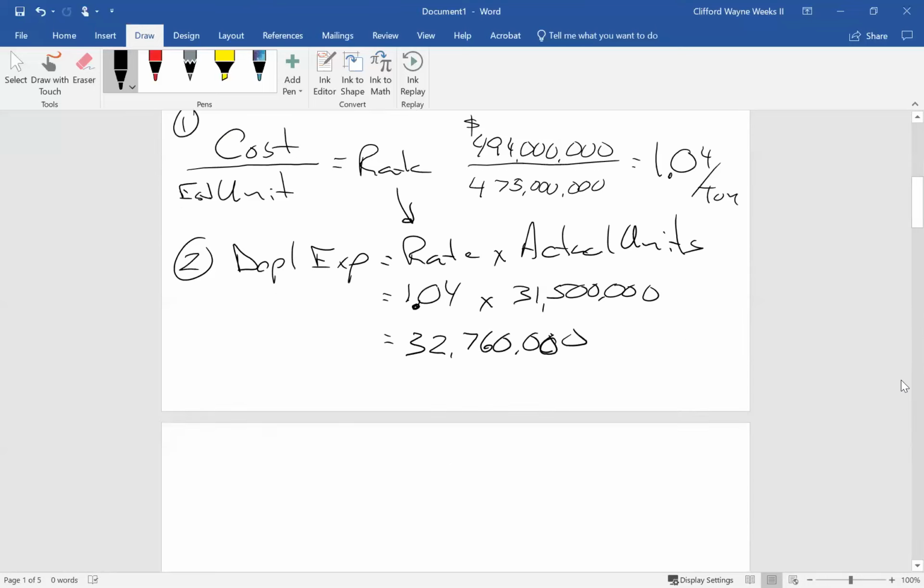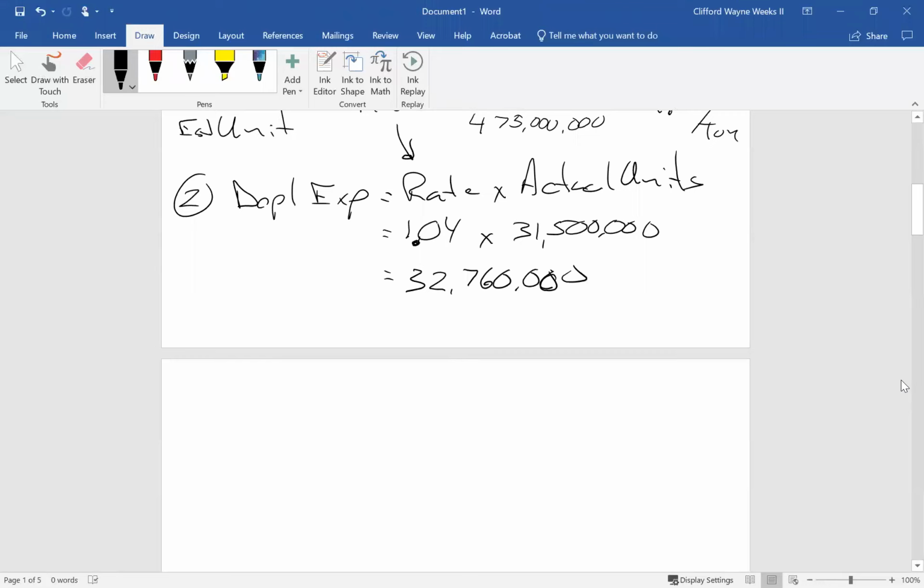So to journalize this, what we're going to do is very similar to depreciation. We're going to have depletion expense, 32,760,000, and we're going to have accumulated depletion.